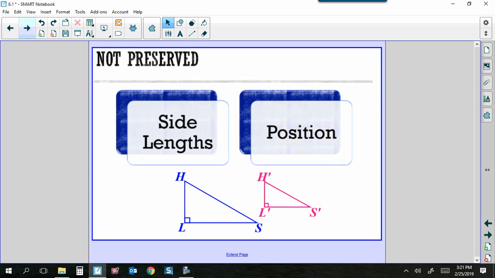All right. What is not preserved? Now, for the first time in this class, our side lengths are not preserved because, again, they're getting bigger or smaller. So what's changing is the perimeter of the shape, the size of the shape's side lengths. And then, of course, position. You're moving in towards a point or away from a point. So you're going to be in a new location.